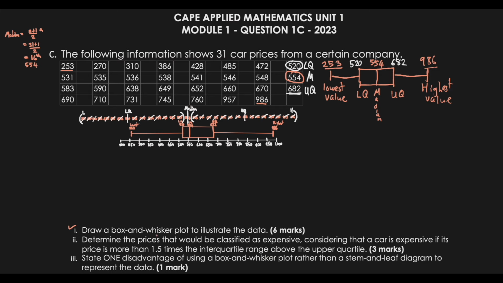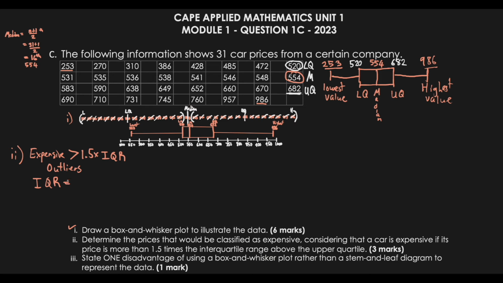So anyways, continuing, determine the prices that would be classified as expensive, considering that a car is expensive if its price is more than 1.5 times the interquartile range. So expensive would mean that we are more than 1.5 times the interquartile range. So basically what we're looking for here are what we call outliers towards the higher end. So let's work out the interquartile range. So the interquartile range, as it suggests, is interquartile, meaning we are finding the difference between the quartiles.